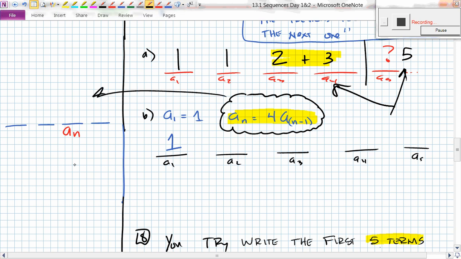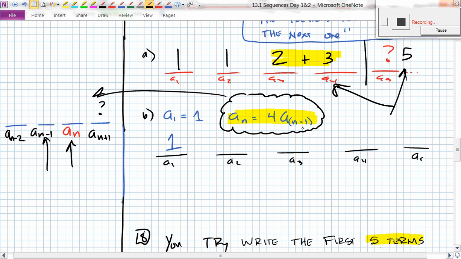Okay? If I tell you that this term is a sub n, what is this term? Just in general. A sub n plus 1. What is this term? A sub n minus 1. How about this one? A sub n minus 2. So that subscript is just a placeholder. It tells you where to look down the line, right? So if the first term, a sub n, in general, is equal to 4 times the 1 right before it.